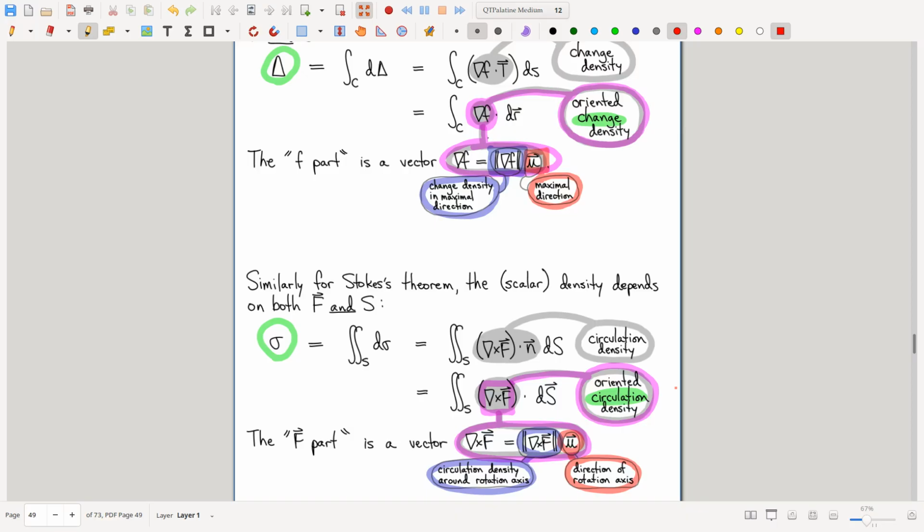One last little comment. This is just a terminology thing. I really like this term oriented circulation density, if only because of how strongly analogous it is to this term, oriented change density. Oriented tells us that we're understanding it as a vector, that the direction's going to mean something. Circulation tells us what is the accumulating quantity that we're even talking about, just like up here, change tells you the quantity we're talking about over there. The analogy, it just really helps to use a term like this. Outside of Math219, this is not the common term.